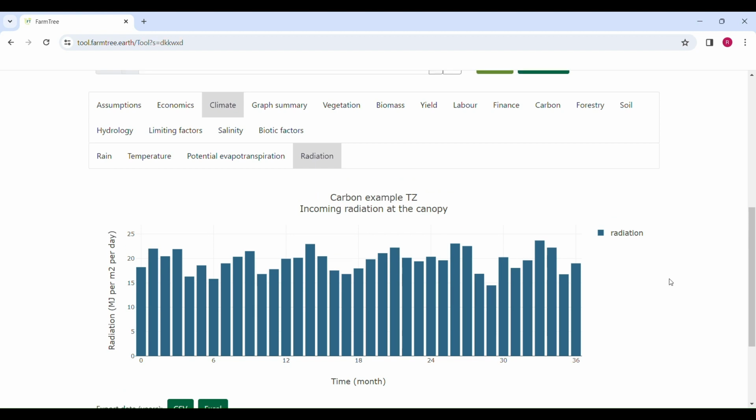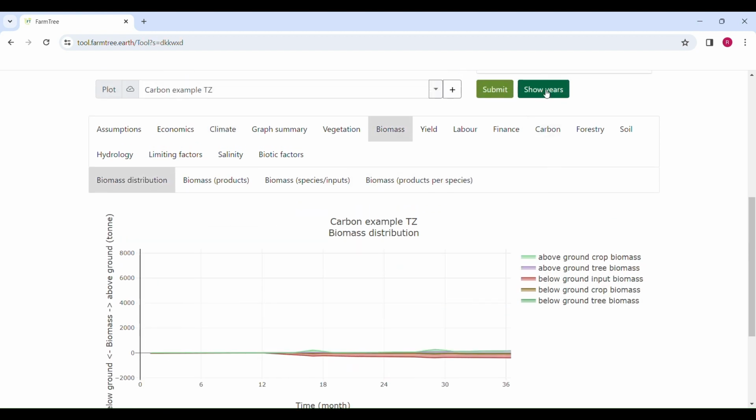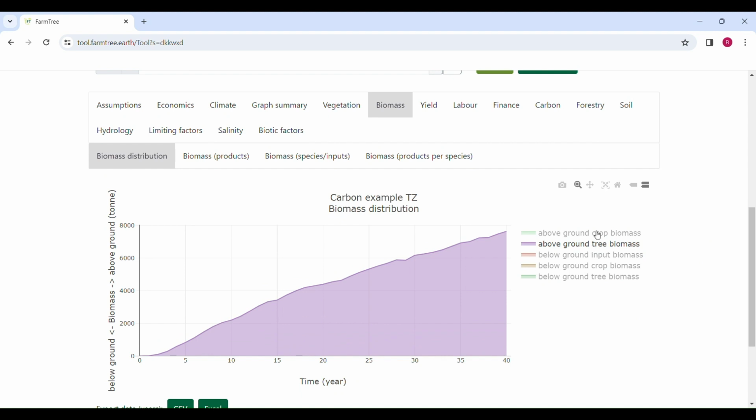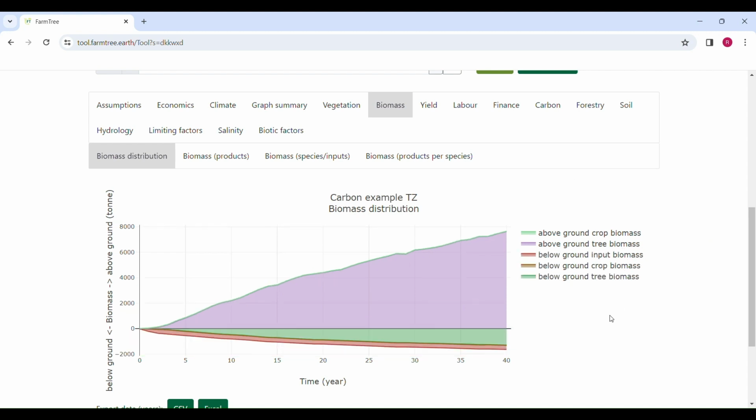Now we can go to biomass. And in this graph you can see above ground and below ground biomass for crops, trees and inputs separately. And here we can see that actually the above ground tree biomass contributes the most to the above ground biomass. Below ground, it's also the trees that contribute most.